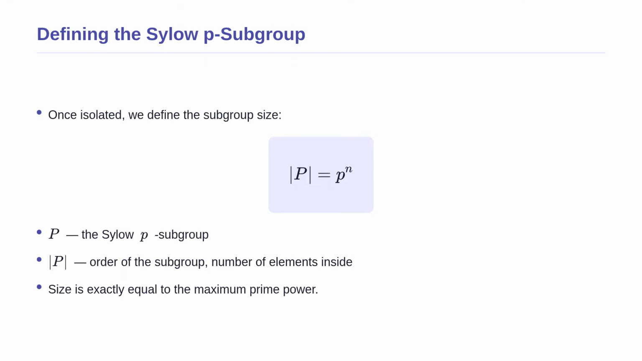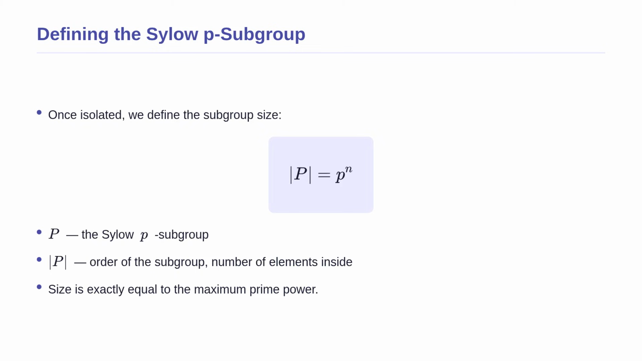Now that we have separated our prime and ensured no parts were left behind in the remainder, we can define the actual subgroup. This formula tells us the exact size of the special smaller group we are looking for. The capital letter P represents our Sylow p-Subgroup. The vertical bars around P denote its order, which simply means the number of elements inside it. The formula states that the size of this subgroup is exactly equal to the maximum prime power, p raised to n, that we found in the previous step.